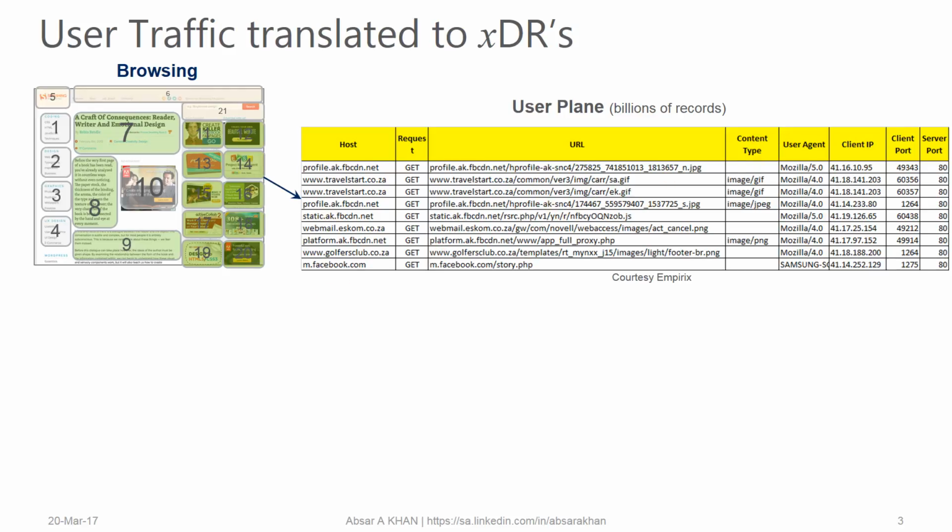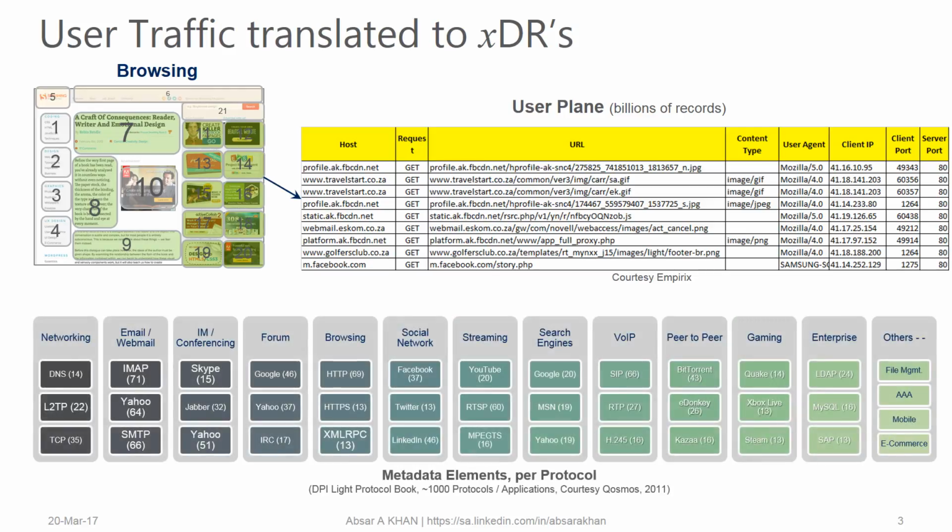So let's see, I'm giving you an old reference. This is from 2011, courtesy Cosmos. And again, a very short excerpt. At that point in time, they could inspect around 1,000 protocols. They've categorized them under different types, but you can just get a flavor that, let's say, for a typical networking protocol like DNS, they can generate 14 unique metadata or information elements or attributes, which means the columns.